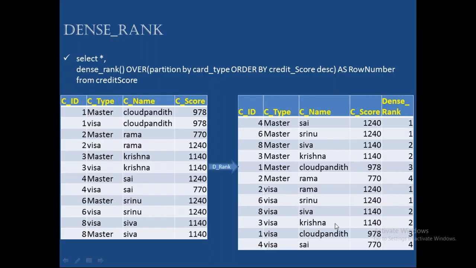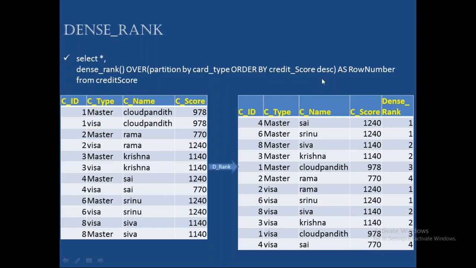Again this is first rank because this is another group. This is the Visa group. In this Visa group, 1240 1240 is the first rank, 1140 1140 is the second rank, and 978 and 770 are unique, so that's why they get third rank and fourth rank.